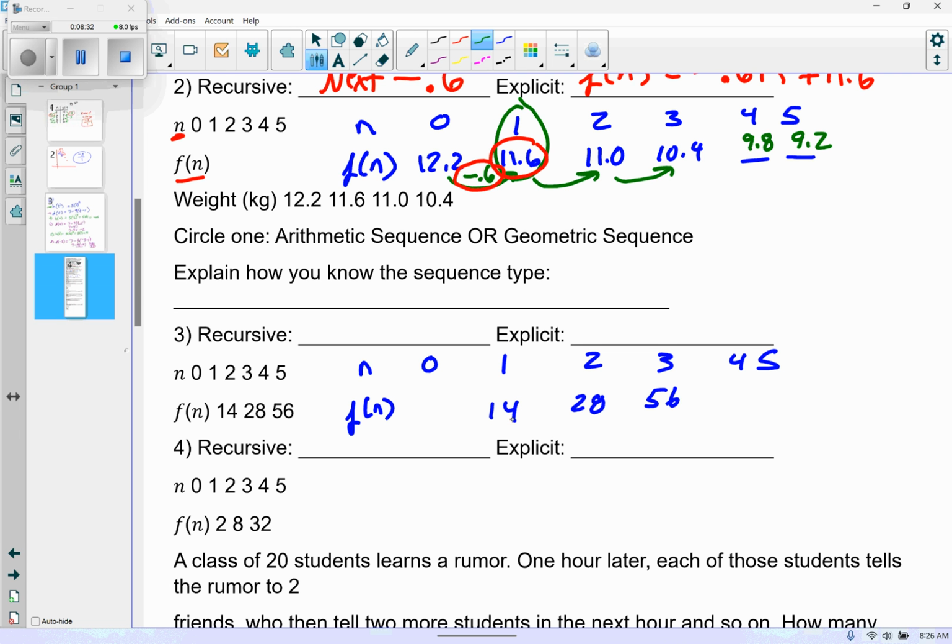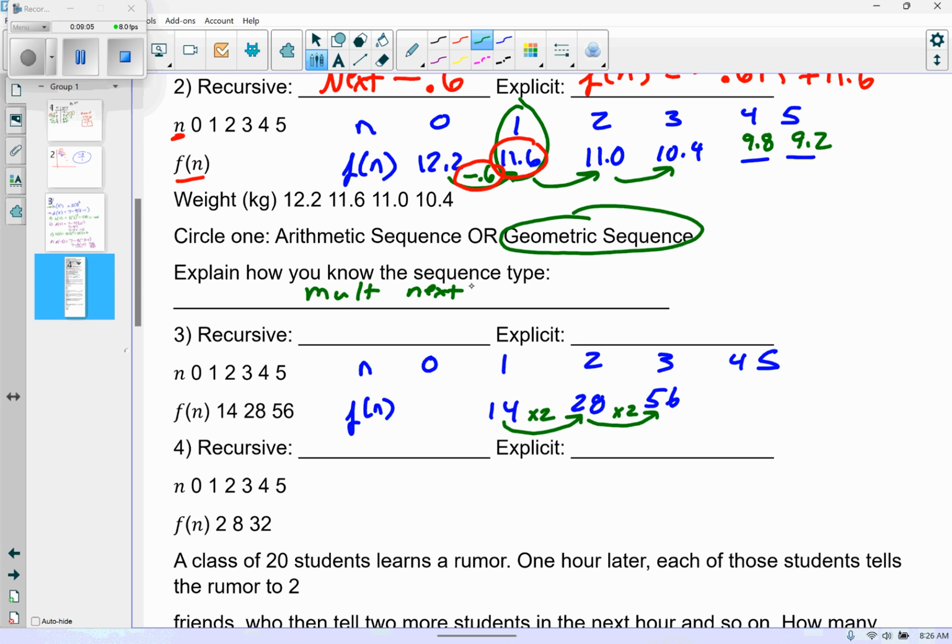Okay, so what looks like it's taking place? Looks like I add 14 here, but I don't add 14 there, so that might not work. How did I get from here to here and then here to here being the same math operation? It's not adding, it's not subtracting. If you said multiply by 2, you got it. So because I'm multiplying by 2, this has to be a geometric sequence. And how do you know that it is? Because I had to multiply to get the next.